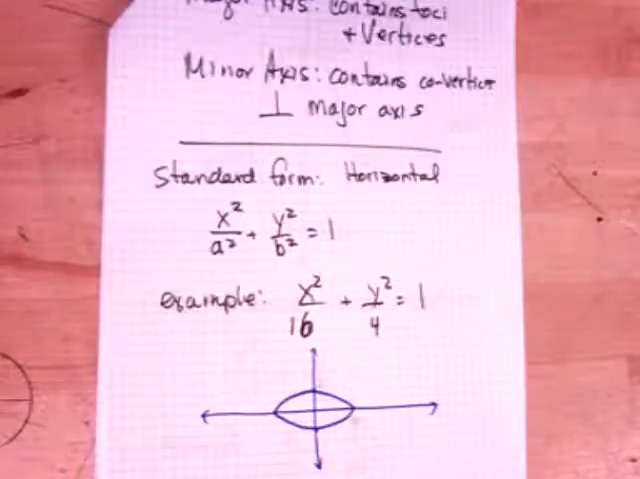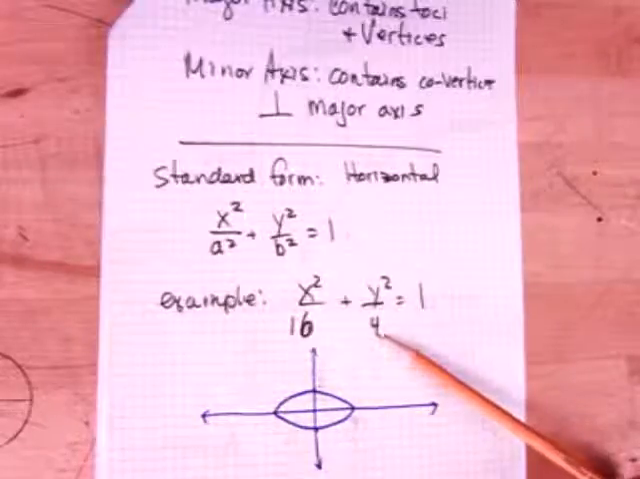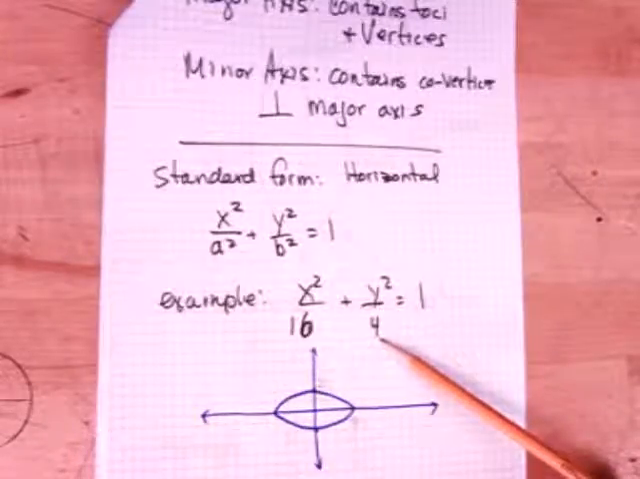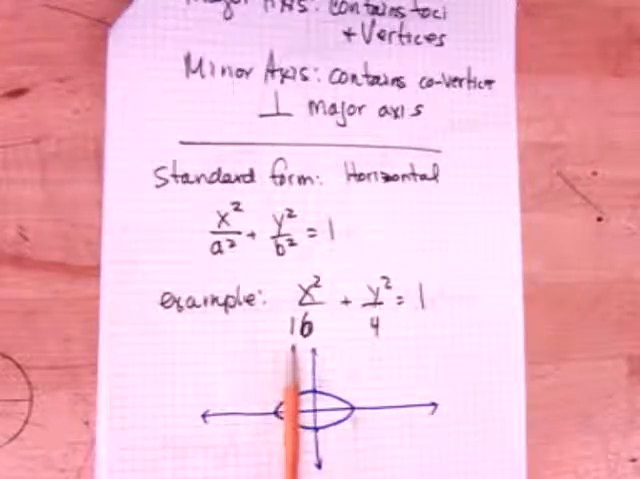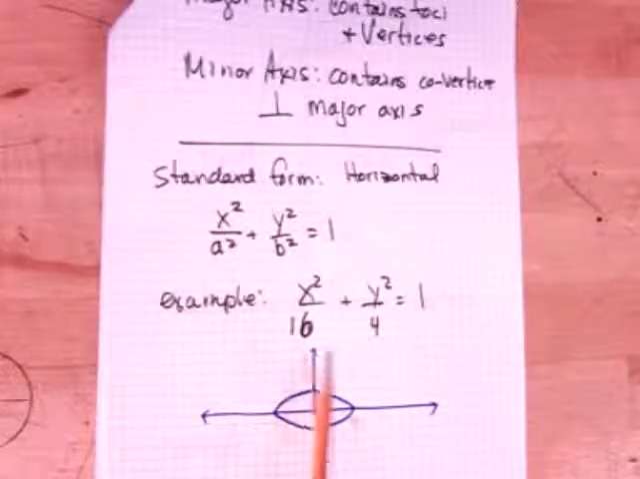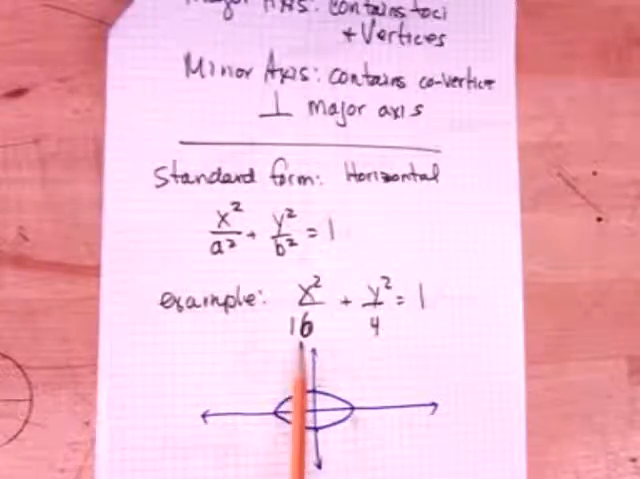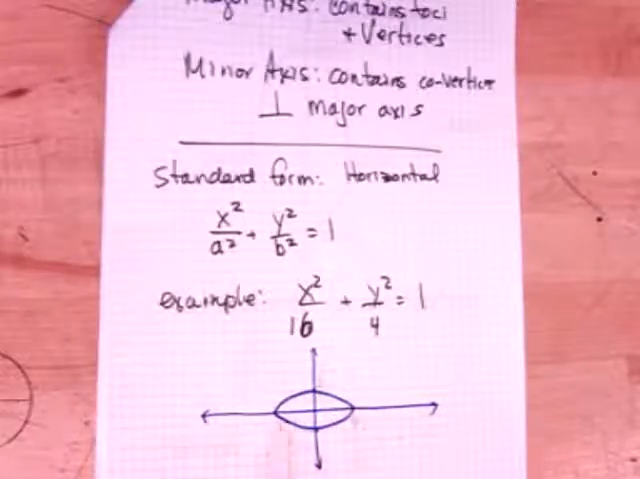And here's an example. x squared over 16 plus y squared over 4. I can tell it equals 1, always equals 1 in ellipses. I can tell that this is a horizontal ellipse because the a squared is bigger than b squared, which means that it's longer in the x direction.